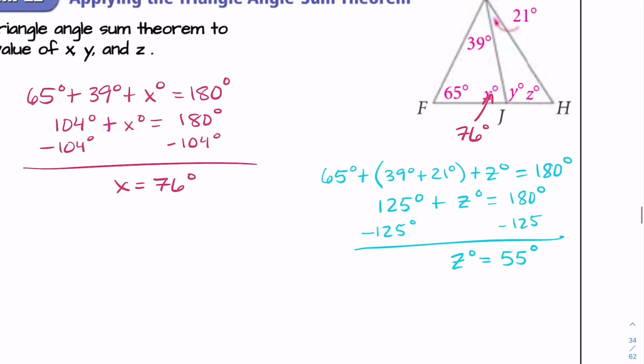And let me just check my work real quick. So 55 and 65 would be 120. And then we have 130, 140, 150, 160, 170, and then 9 and 1 is 10, which makes it 180. So that is good. Right, so this one is 55 degrees. That is one way of doing it.